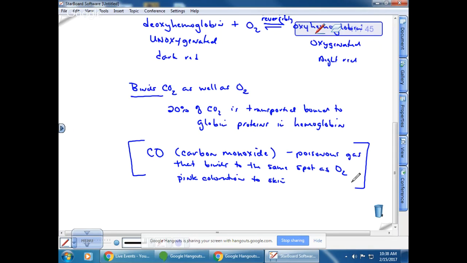So that would include people that, you know, run their car in their garage to die, right? That would be carbon monoxide poisoning.